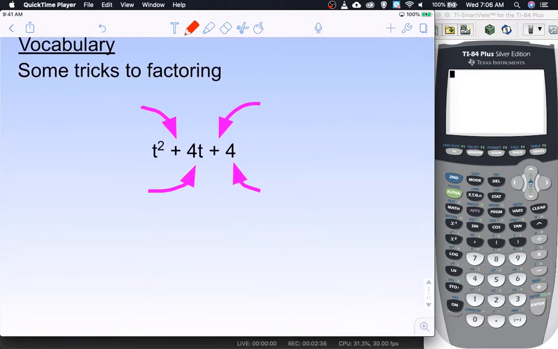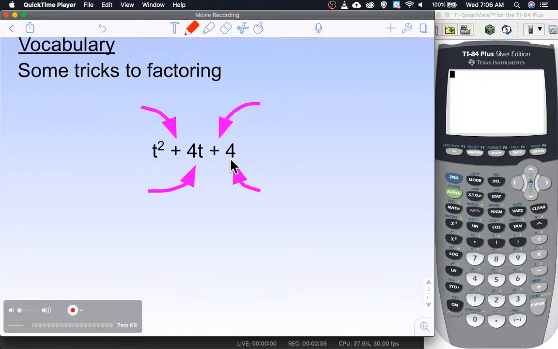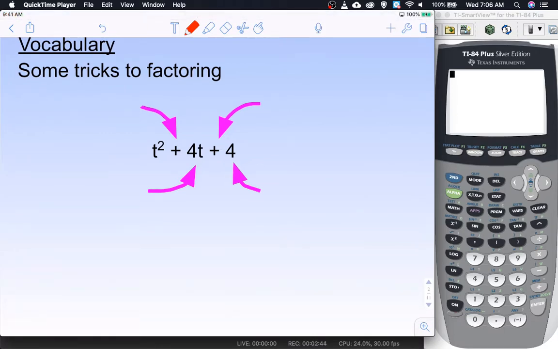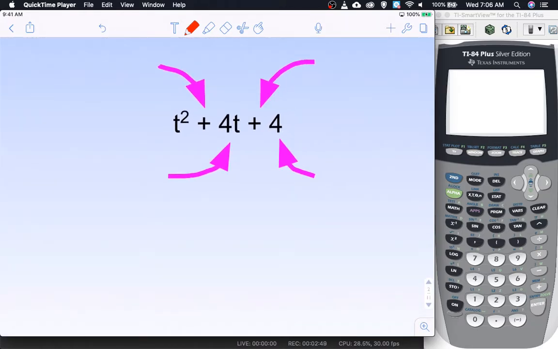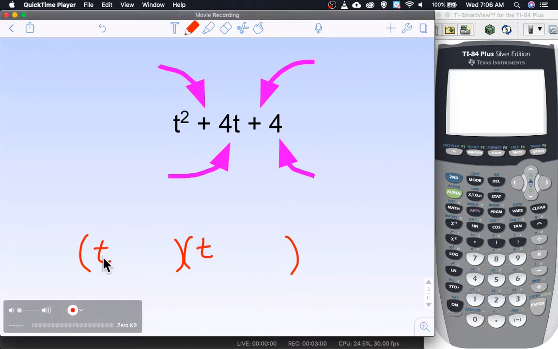Some tricks to factoring. So this is a very common looking trinomial. Tri means 3, trinomial that we're going to try to factor. So there are some tricks that we're going to be looking for. So when we're going to factor this, our answers for the most part are always going to look like this. So we're going to start this way, and we're going to start with like a t and a t. Because we know if we multiply t times t, we would get a t squared. Okay, now these other two numbers here kind of help narrow down and determine what these two numbers are here.